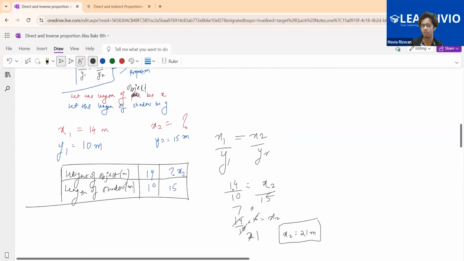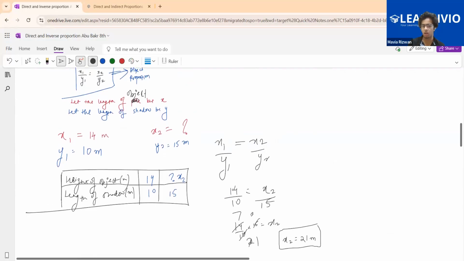You can do it by the unitary method as well, but I would say that you do it by this method only, because this is faster. Once you learn it, this is way faster. I can just read out the question, x1, y1, x2, y2, and answer it in 10 seconds. You just need hands-on practice on this, and you will get it. Sometimes examiners also say that you have to do it by this method only.